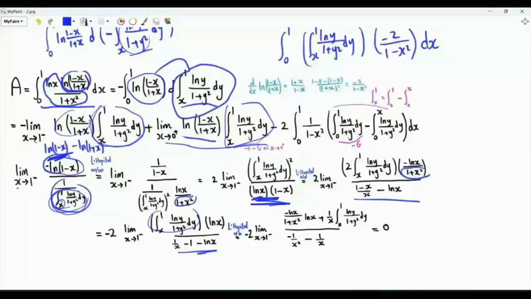And after this third application, we will get this quantity in the denominator. If x tends to 1, this tends to minus 2. So finally, we don't have 0 in the denominator, and we can check that the numerator tends to 0. So the limit is equal to 0.